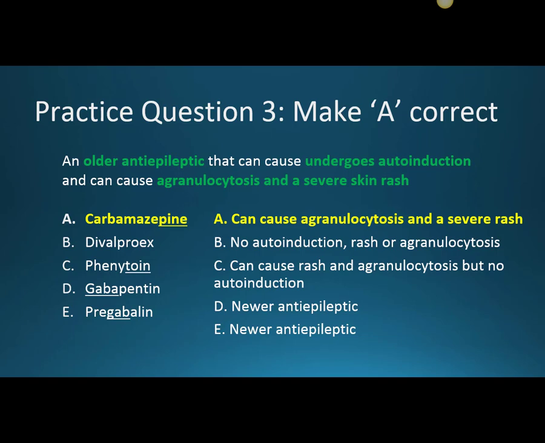Carbamazepine also has a black box warning for agranulocytosis as well as aplastic anemia, which are both just fancy words for saying that these are severe drops in white blood cells and in red blood cells. And then a severe skin rash. The skin rash is known as Stevens-Johnson syndrome, which can lead to skin sloughing.